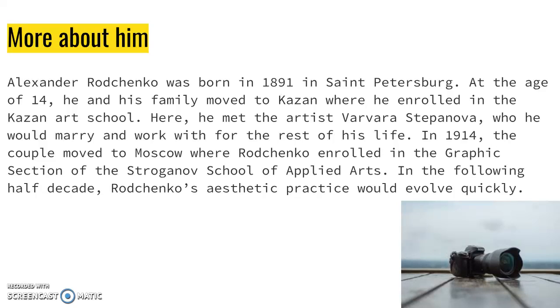And so more about him. Rodchenko was born in 1891 in St. Petersburg. At the age of 14, he and his family moved to Kazan, where he enrolled in the Kazan Art School. Here he met the artist Varvara Stepanova, who he would marry and work with for the rest of his life. In 1914, the couple moved to Moscow, where Rodchenko enrolled in the graphic section of the Stroganov School of Applied Arts. In the following half-decade, Rodchenko's aesthetic practice would evolve quickly.